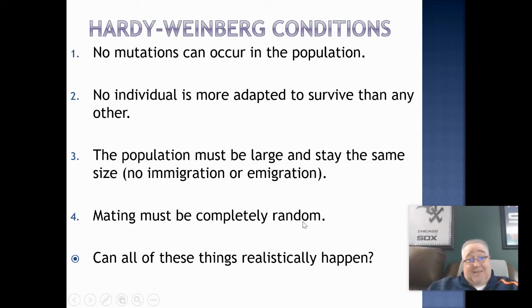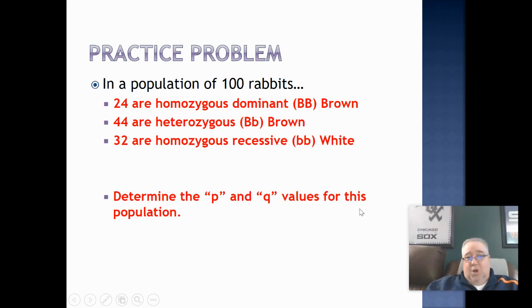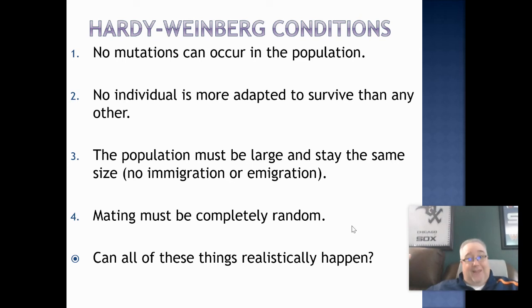Mating, I'm sorry, but it's probably not going to be very random. Especially in higher order organisms, but in rabbits it might be a little bit, but even rabbits are picky about who they mate with. There is some pickiness to it. So these conditions just don't get met. What that means is that in 50 years, P and Q probably will change. But if these conditions are met, then P and Q won't change. So that's one thing we have to know.